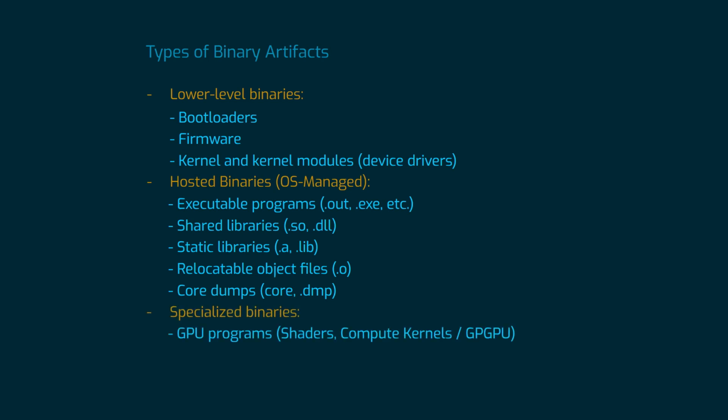Specialized binaries such as GPU programs. Some binaries are designed to run on specialized processors rather than the CPU, such as GPU shaders or compute kernels. They are used to render graphics or perform non-graphical, compute-intensive tasks such as scientific computing or artificial intelligence.